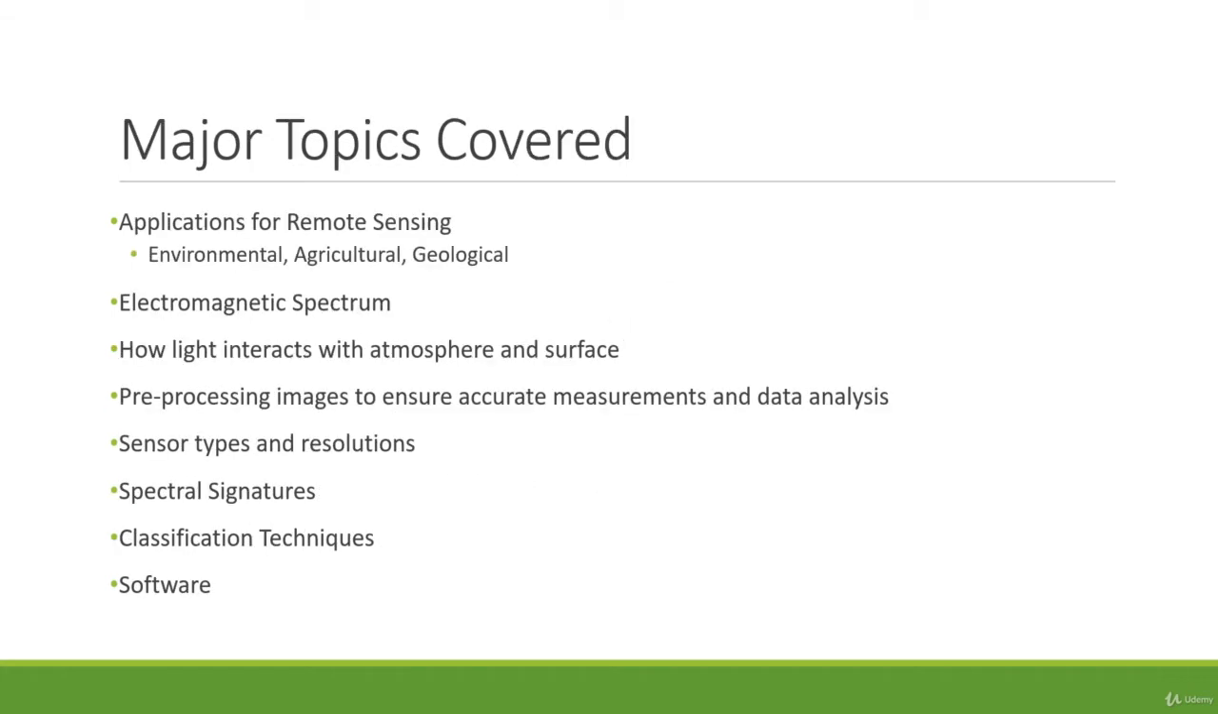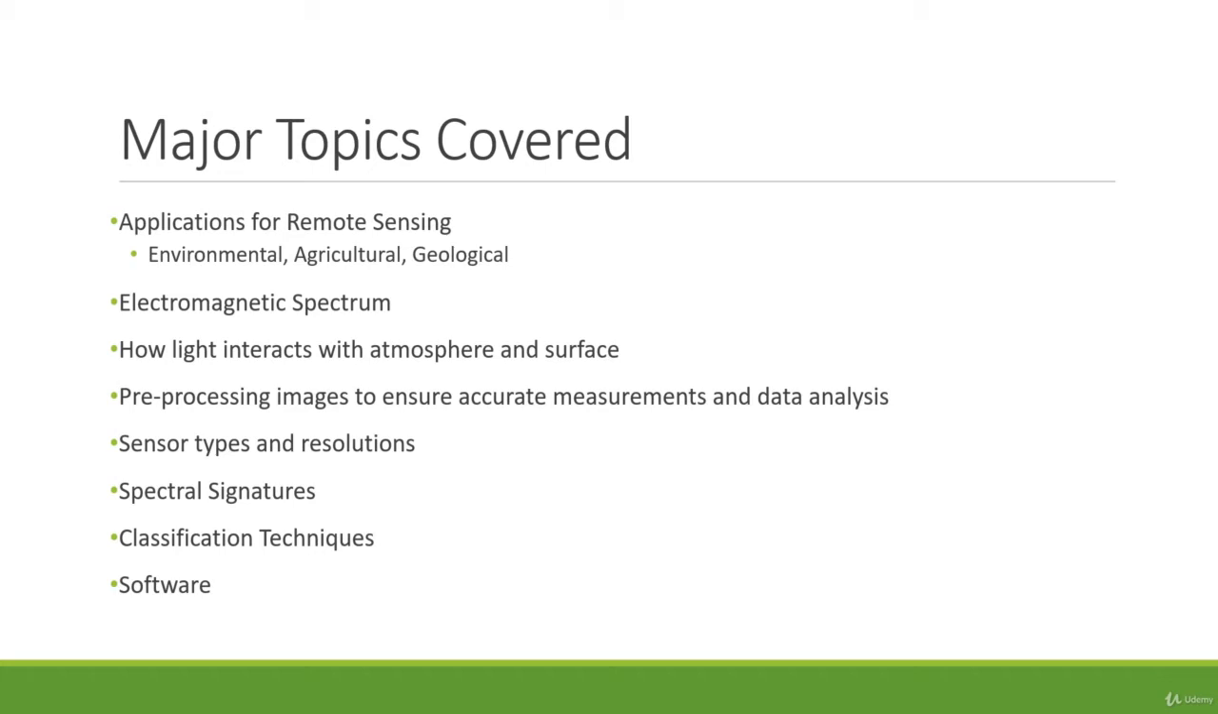These are the major topics that we will cover during this course. Like I said before, we will go over environmental, agricultural, and geological applications, and I will provide many examples of each. We will go over the electromagnetic spectrum and how different wavelengths of light interact with atmospheric particles and different surface types. We will also learn how to pre-process images to ensure accurate measurements and data analysis, and this includes radiometric corrections and atmospheric corrections.